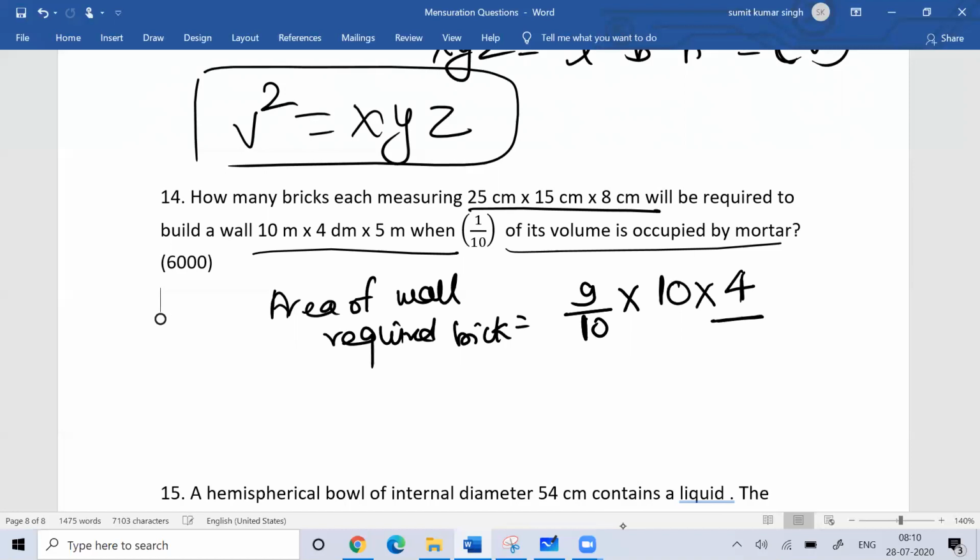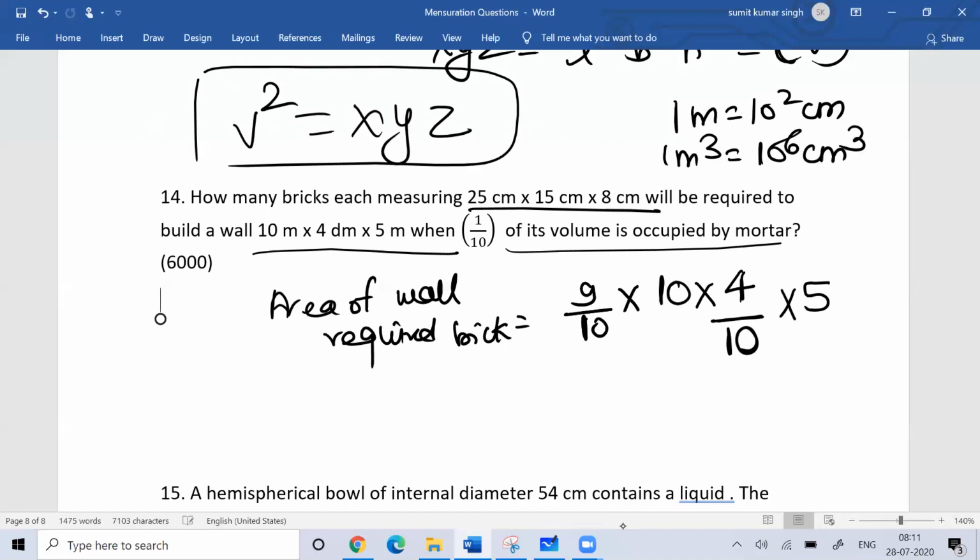You can write 4 decimeter into 5. If you want, you can convert them. Now everything I wrote in meters. You know that 1 meter is equal to 100 centimeter. So 1 meter cube would be equal to 10 to the power 6 centimeter cube. So you can multiply with 10 to the power 6, because the bricks' dimensions are given in centimeter. So you need to convert either centimeters into meter or meter into centimeter.